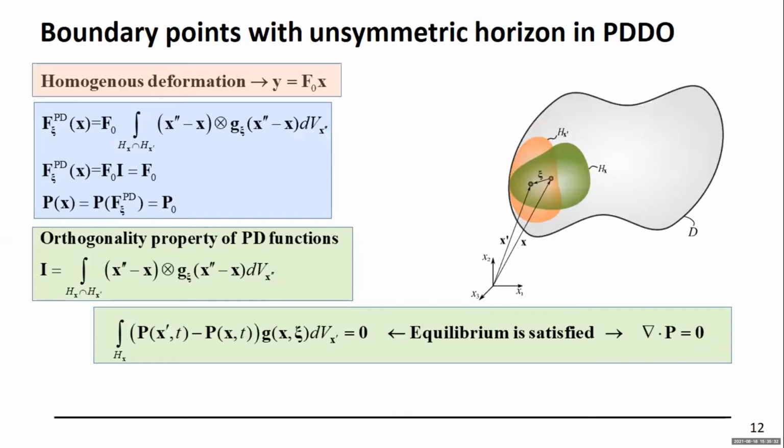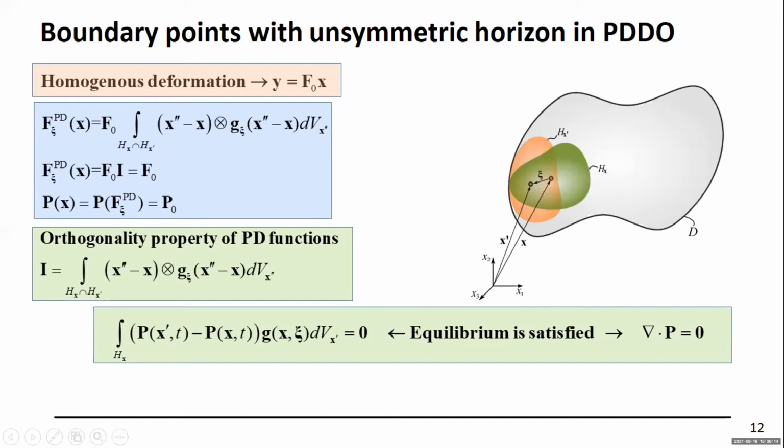So with this in mind, we also look at a homogeneous deformation, similar to what I did before. For this homogeneous deformation, I'm going to look at the deformation gradient tensor associated with this particular interaction. I'm going to call that F psi, and that's equal to F naught, and the corresponding stress is P naught, using the orthogonality property of the peridynamic functions. So in this particular case, regardless of where the points X and X prime are, whether in the interior or near the boundaries, equilibrium is always satisfied, okay?